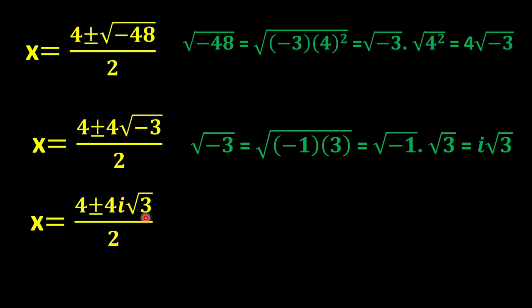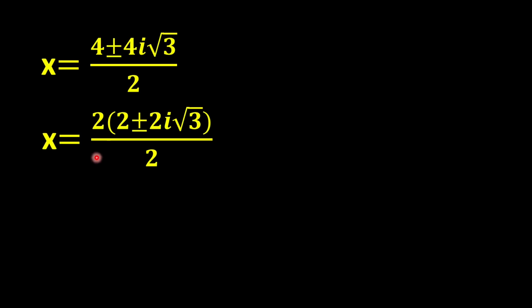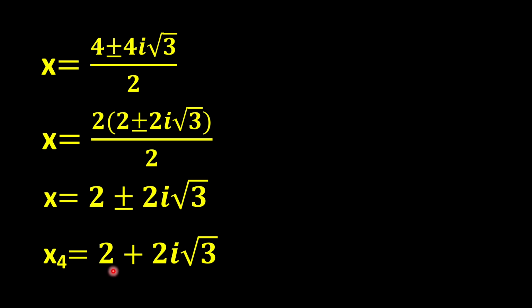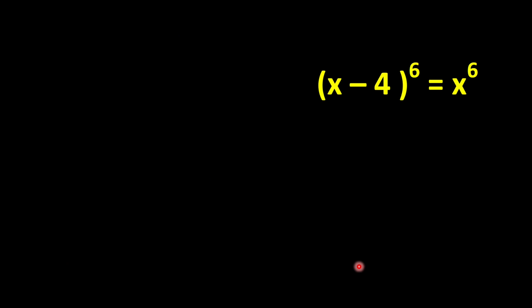So here we will take 2 as common. After taking 2 common, the remaining term will be 2, and here also 2 iota under root 3, divided by 2. Now this 2 will cancel this 2, so overall this value will become 2 plus minus 2 iota under root 3. And now we will write this plus minus separately. So x equal to 2 plus 2 iota under root 3, and x equal to 2 minus 2 iota under root 3. So this was the solution of this part.